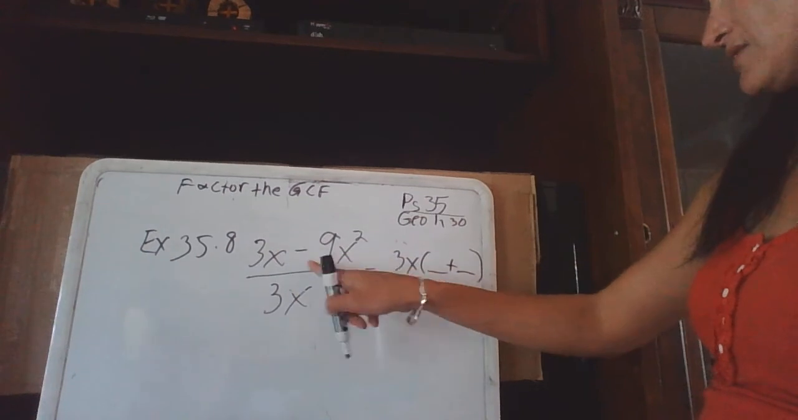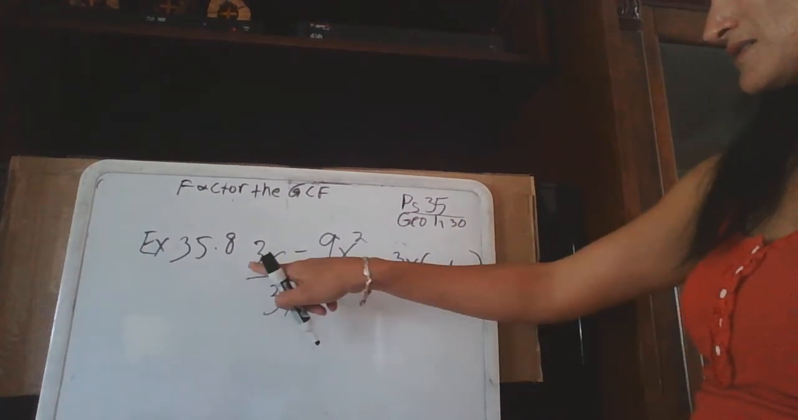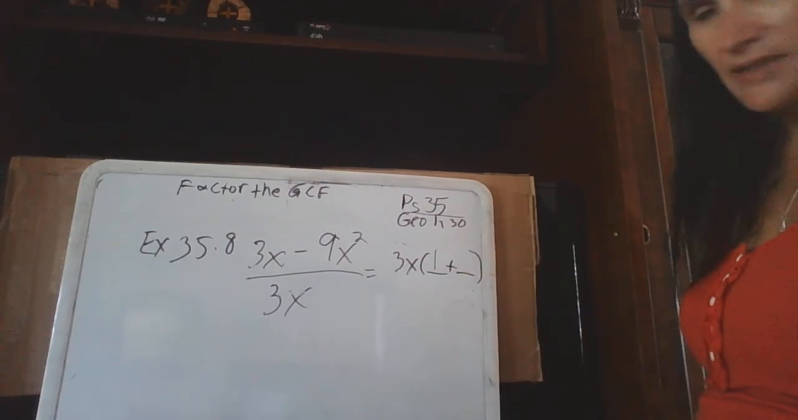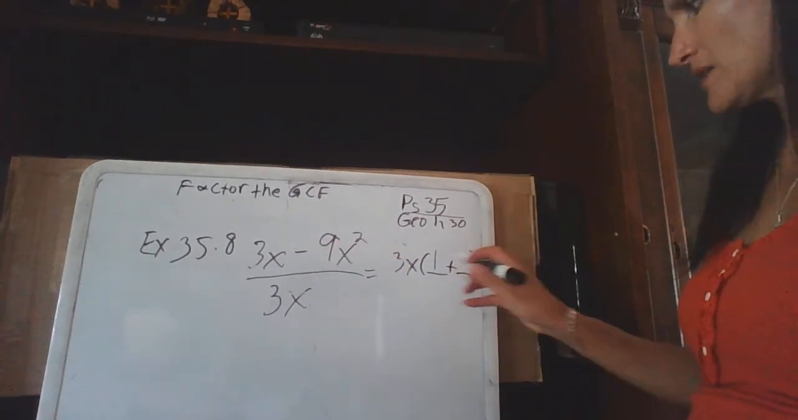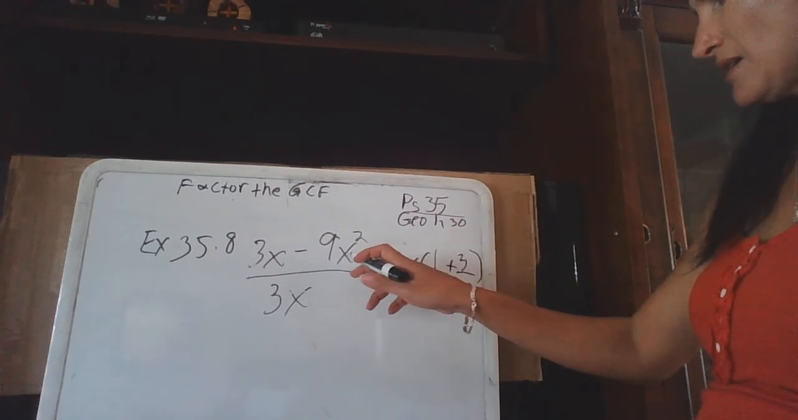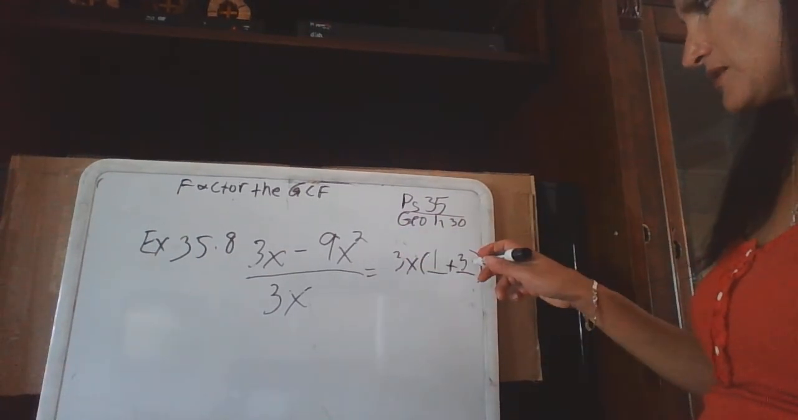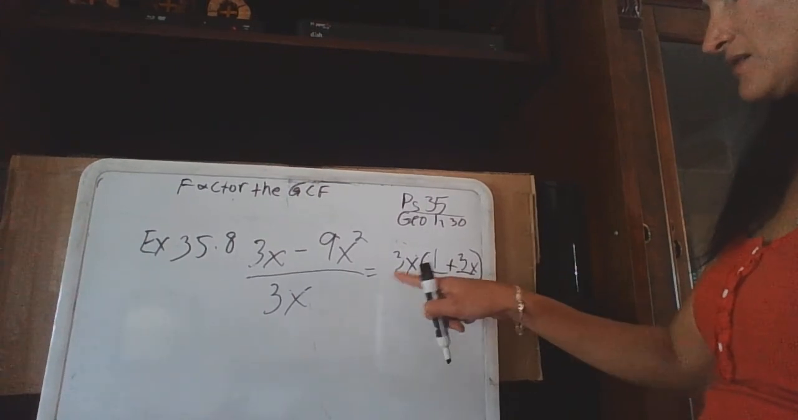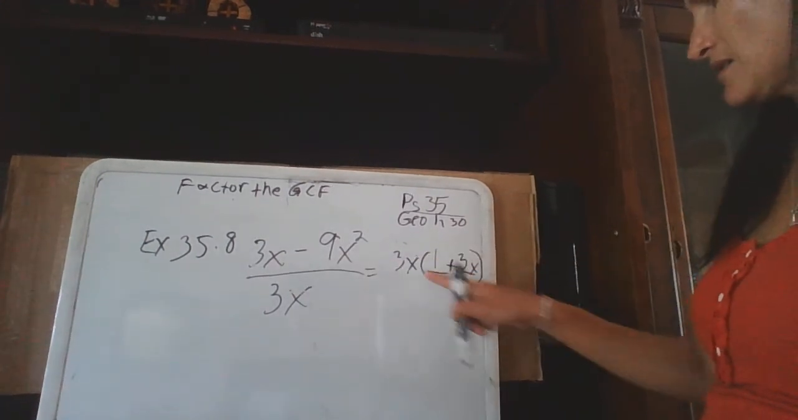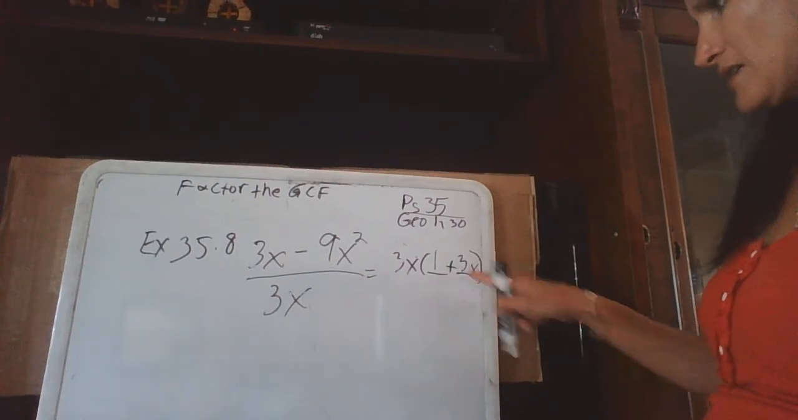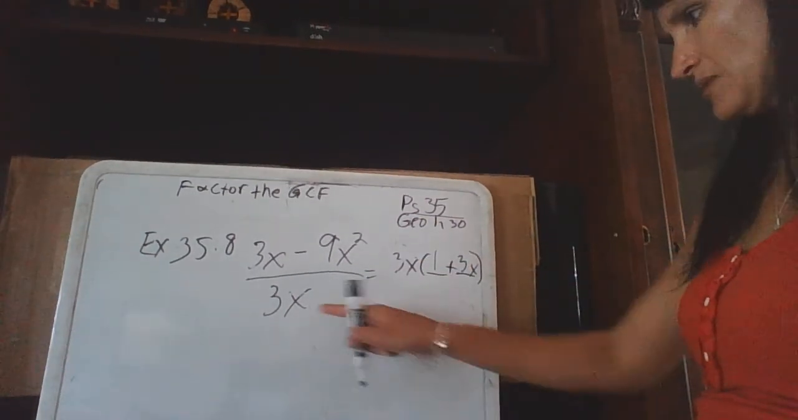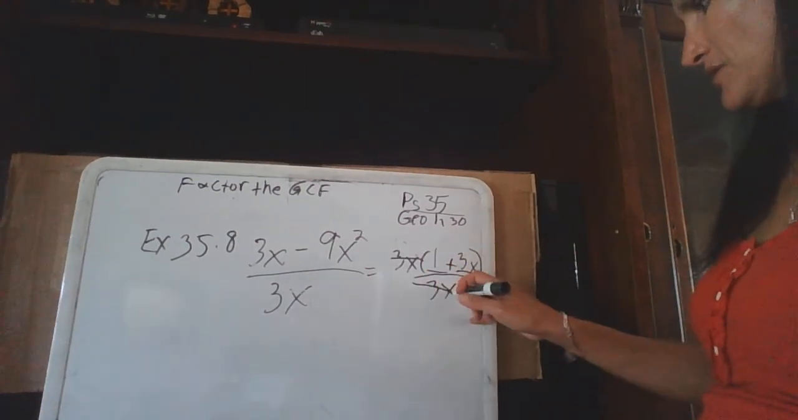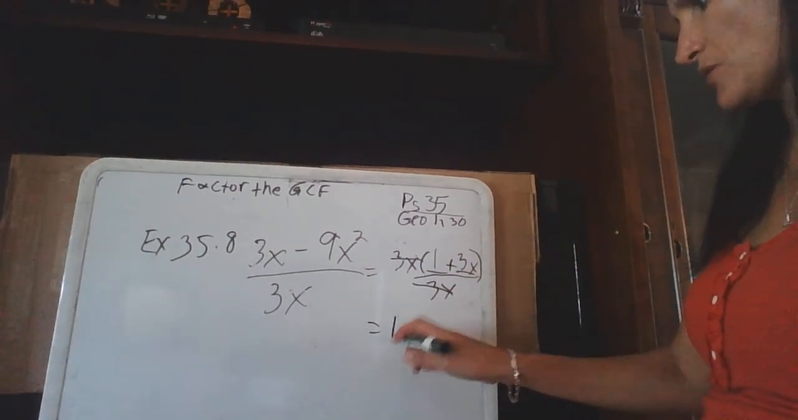Then I'll say, okay, now let's take the 3x and let's divide. 3x divided by 3x is 1. Okay, 9 divided by 3 is 3. X squared divided by x would be, there's 1x left over. Okay, so I factored the top. Now let's check it. 3x times 1, 3x. 3 times 3, 9x squared. It checks. Now I'm going to put the 3x on the bottom. Okay, now I can reduce, and my answer is what's left over in the parentheses.